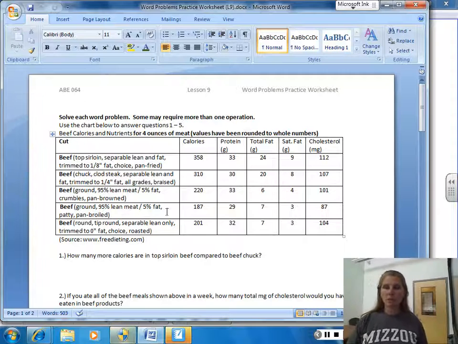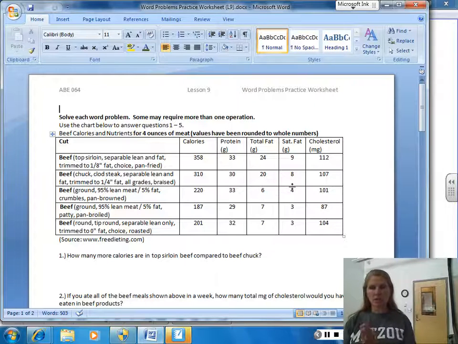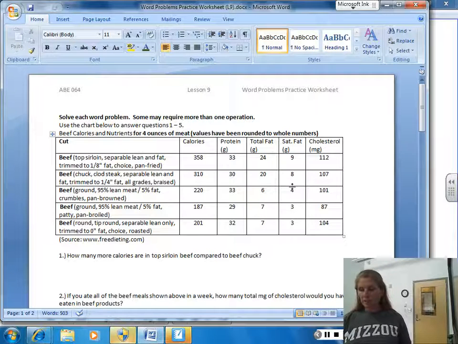Okay. If you were looking for something that would give you the highest number of protein, you would choose the top sirloin or the ground beef pan-browned. If you were looking for the lowest amount of saturated fat, the smallest amount of saturated fat would be here, the ground beef or the round beef. So those are the ways you can look at the chart and answer questions about the chart. So the first 5 questions are all about the chart. Sometimes you have to add, subtract, or divide. I think number 4 we should look at.